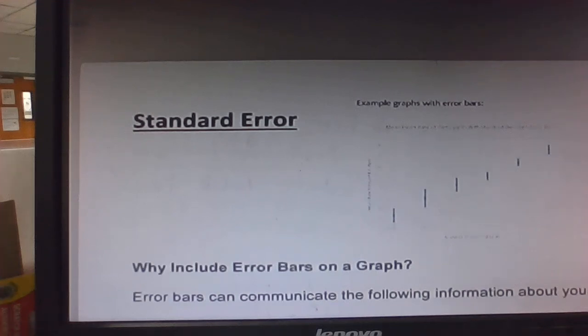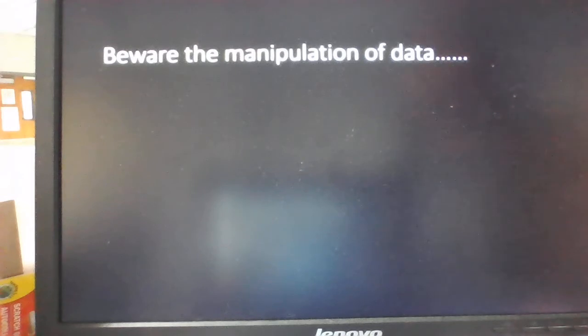Standard error. Standard error is one type of data analysis that we'll do in this class. So why do we even need to do data analysis?